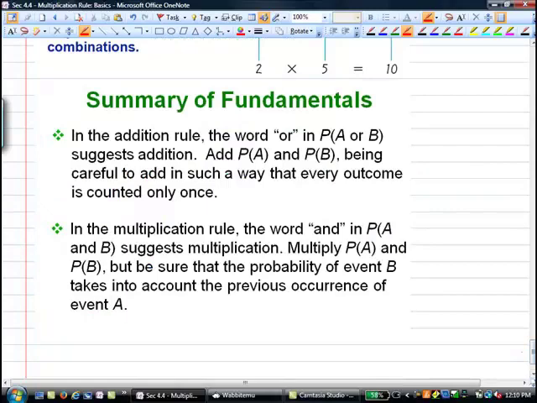So looking at some fundamentals of counting, in the addition rule, the word or means probability of A or B. That suggests addition. Or goes with addition. And, as long as the events are independent, and is going to be multiplication. So the and here means we're going to be multiplying, but you've got to be careful that the events are either independent or the probability of the second event is adjusted so that we take into account what happened first.